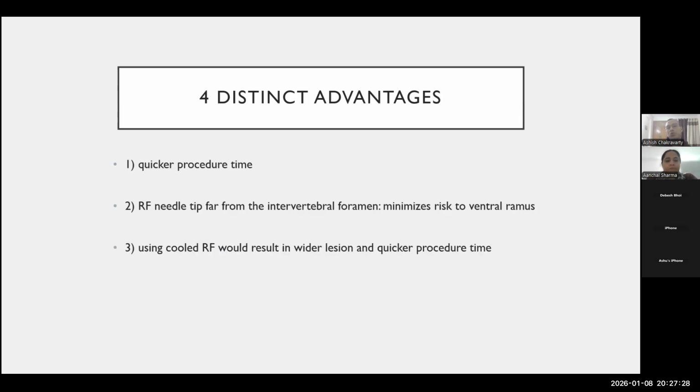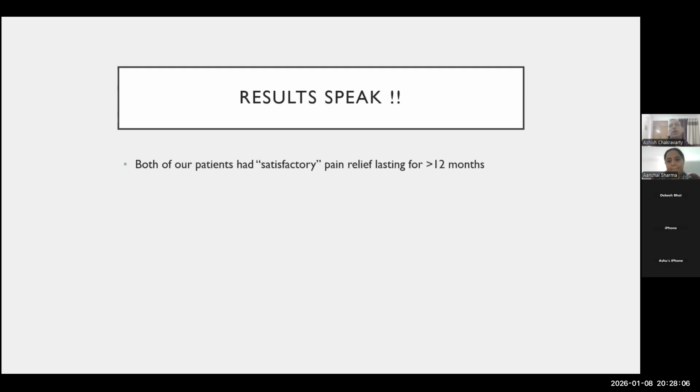Third, if I choose to use a cooled RF, that would produce an even wider lesion. Plus, the procedure time would reduce a lot. So cooled RF with this procedure might give you better results and would hold better promise than using a conventional technique. And the fourth was that if I am not lesioning the medial branches, there is also no chance of weakness of the multifidus muscle. So these were the four advantages that I noticed while I was doing this procedure. And as I had shown you, the results speak for that.